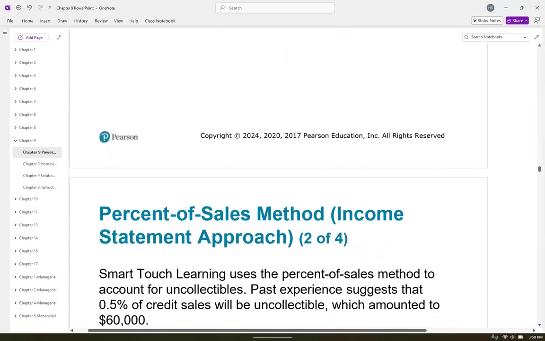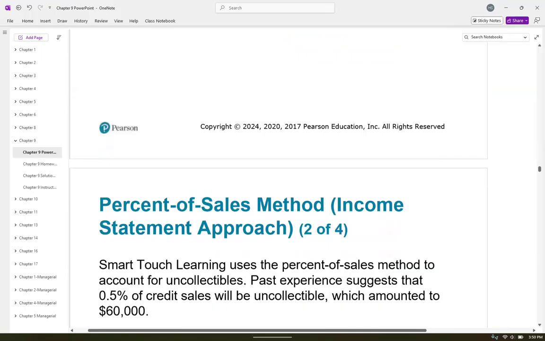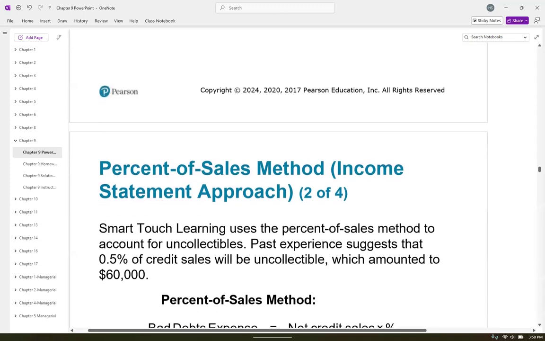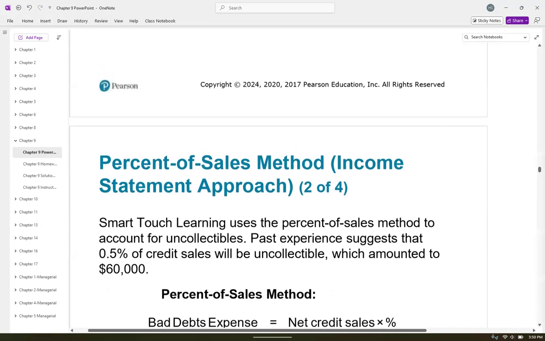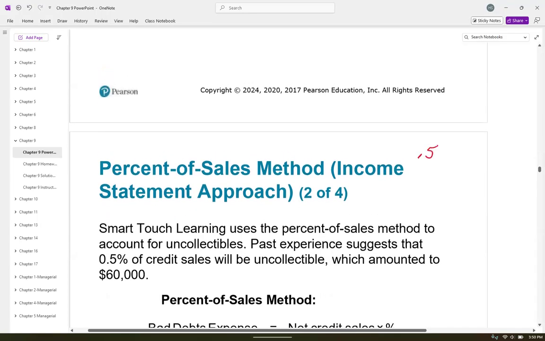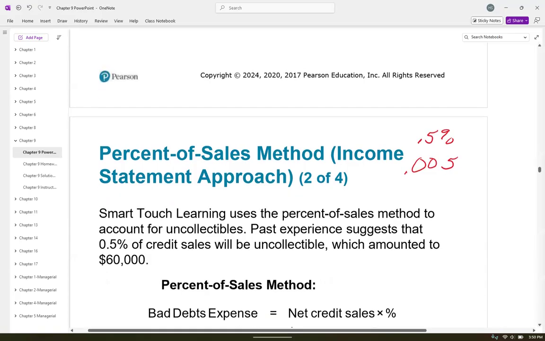Okay. So Smart Touch Learning uses the percent of sales method to account for uncollectible accounts. Past experience suggests that 0.5% of credit sales will be uncollectible, which amounted to $60,000. They just told us, they didn't even make us calculate that. But just remember, that's 0.5%. So if you're moving your decimal place, you've got 500. That's how you're going to put it in your calculator. Just be mindful of your decimal points when putting it in your calculator.